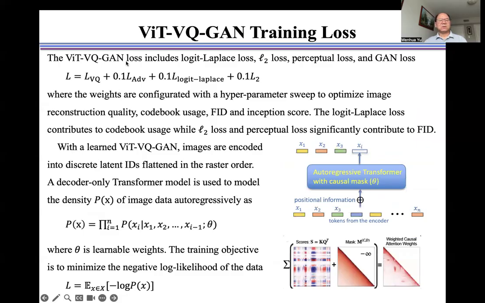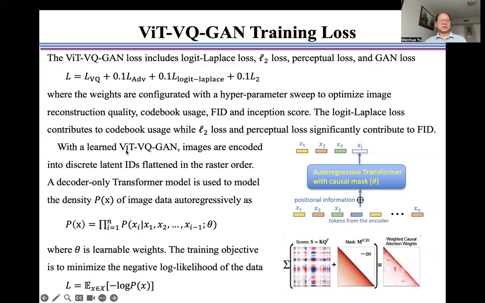The ViT-VQ-GAN loss includes logit Laplace loss, L2 loss, perceptual loss, and GAN loss as shown here, where the weights are configured with a hyperparameter sweep to optimize image reconstruction quality, codebook usage, FID, and inception score. The logit Laplace loss contributes to codebook usage, while L2 loss and the perceptual loss significantly contribute to FID.